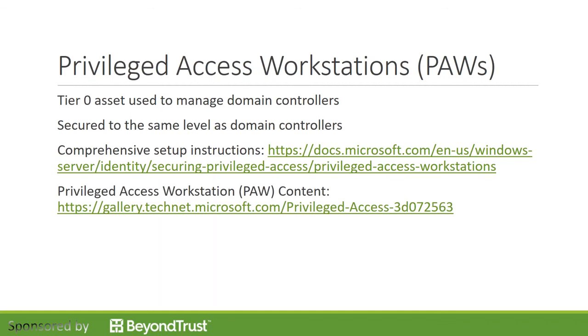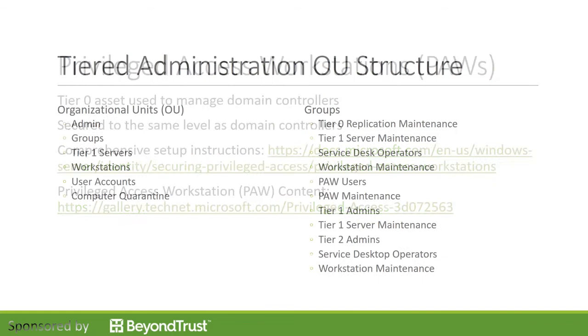And the OU structure and the groups and everything that we need to set up this tiered administration, you can actually create all of this using a series of scripts. And those scripts are found under the link that you can see there on the slide, the Privileged Access Workstation content scripts they're called. But this is actually to set up that OU structure for tiered administration. So the terminology that Microsoft is using is a little bit confusing. So what exactly do these scripts do?